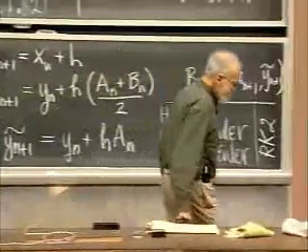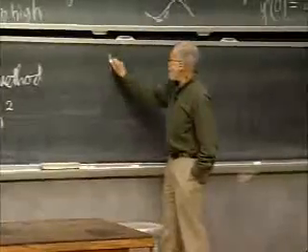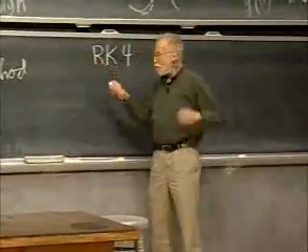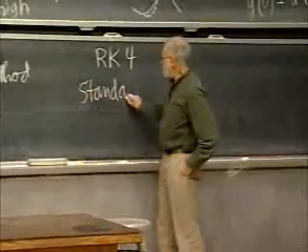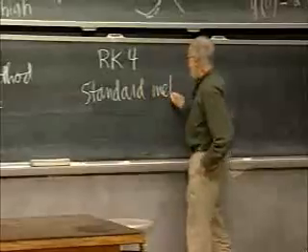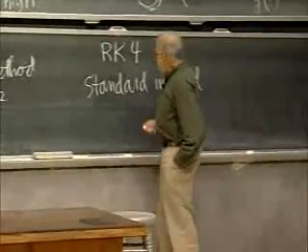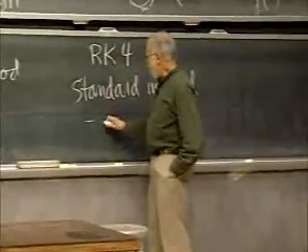Now, there is an RK4. I think I'll skip that since I wouldn't dare to ask you any questions about it, but I just mention it at least because it's the standard. It uses four evaluations. It's the standard method if you don't want to do anything fancier. It's rather inefficient, but it's very accurate.